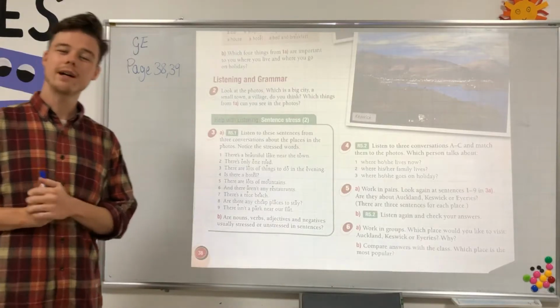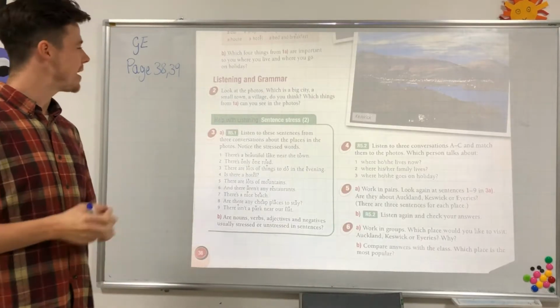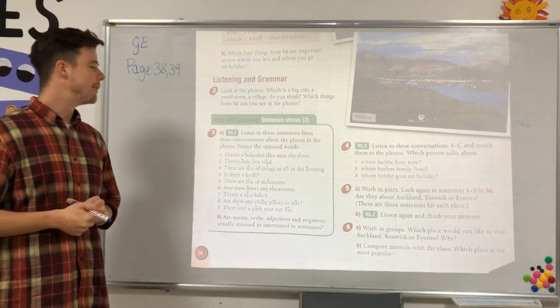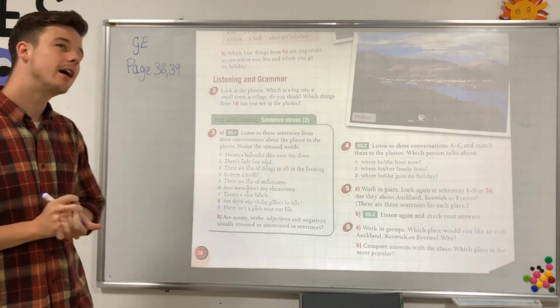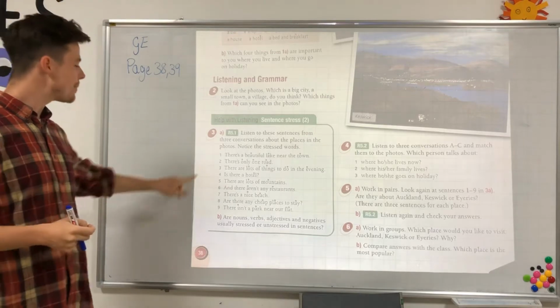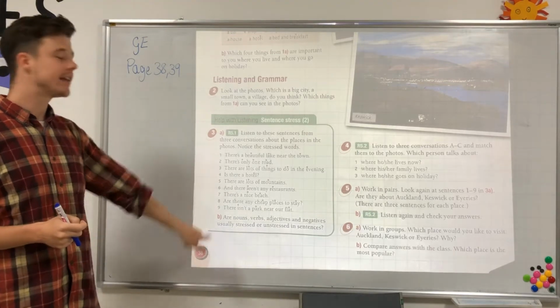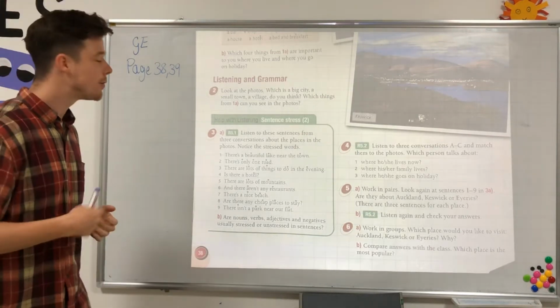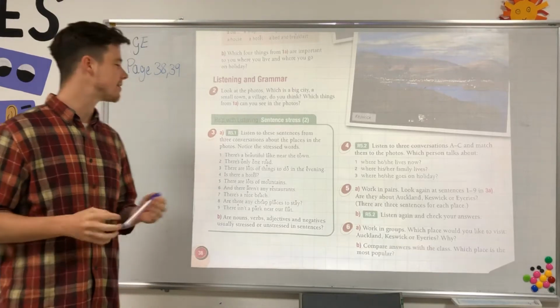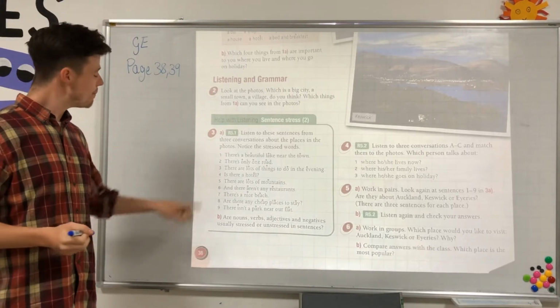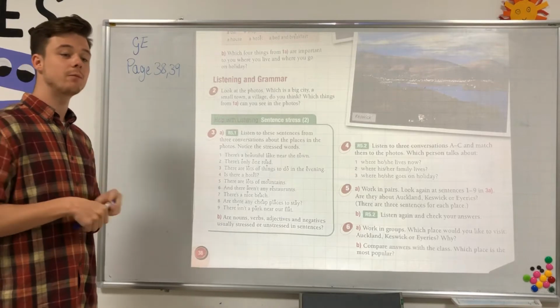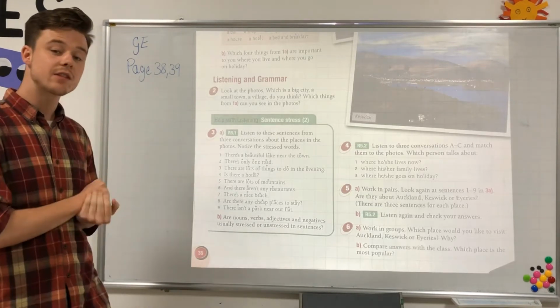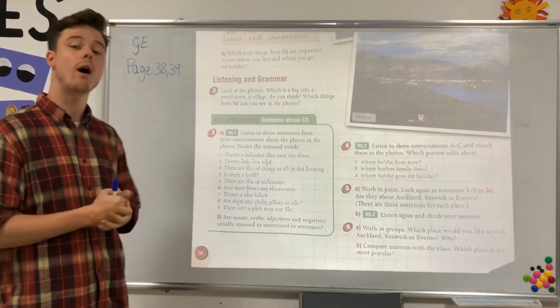Okay, welcome back. At the bottom of page 38, we have some examples, okay, there are 9 examples here of when we use stress in sentences. Maybe we'll go through the first 5 and we will look at where the stress happens and why it happens, okay?